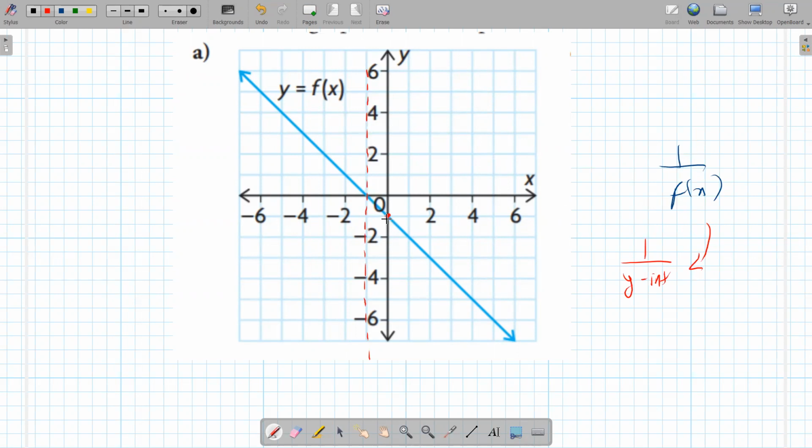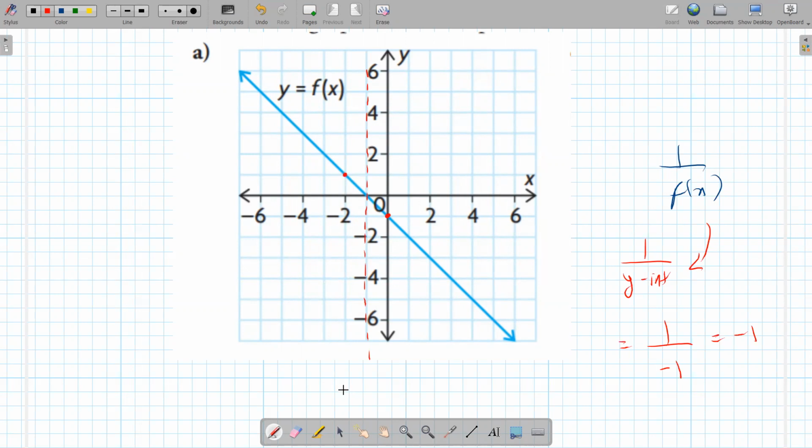Second point, the y-intercept. The y-intercept here is -1, right? So the y-intercept for 1 over f of x is going to be 1 over -1, which is still -1. So this point stays where it is. And similarly, you see this point? What's the y value here? 1, right? So the reciprocal function will be 1 over 1. So that point also stays where it is.